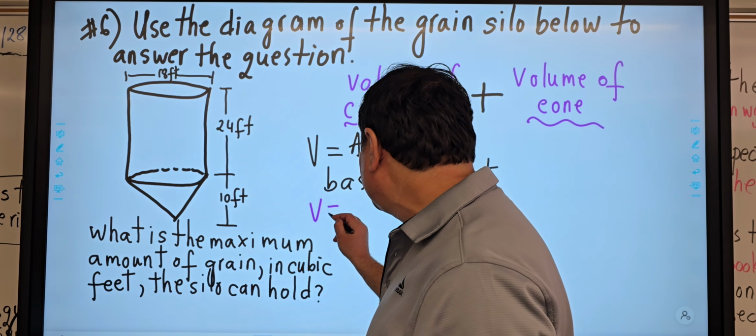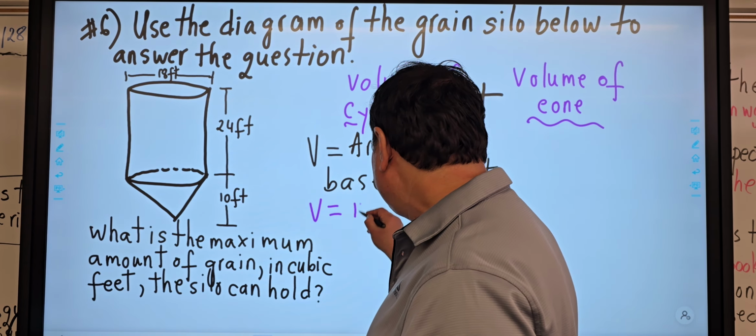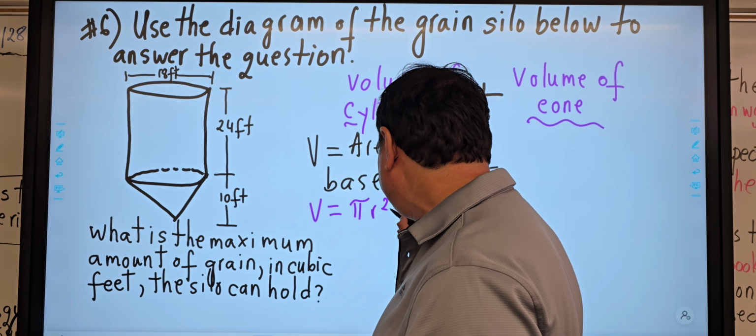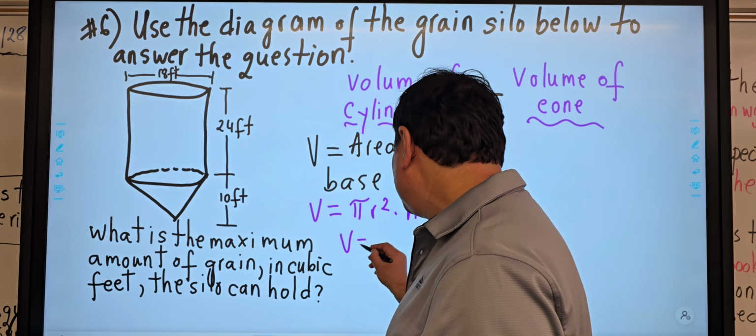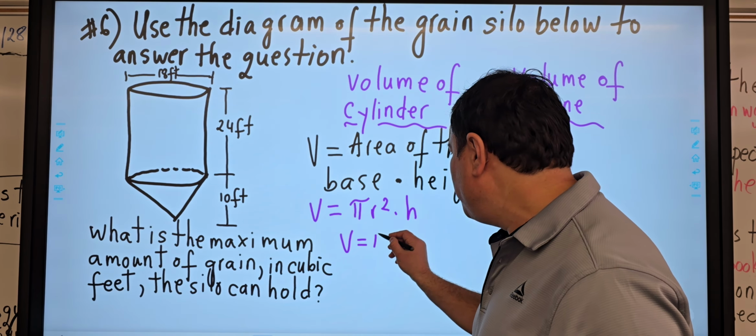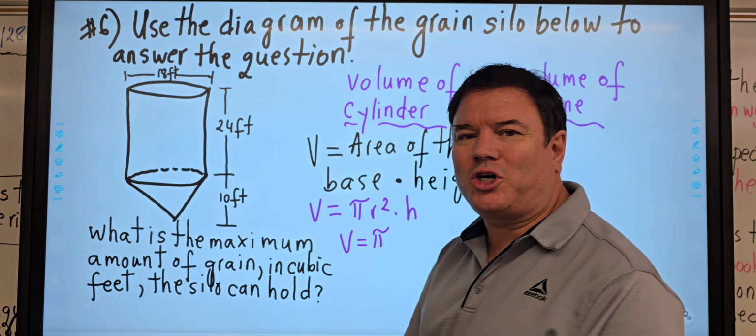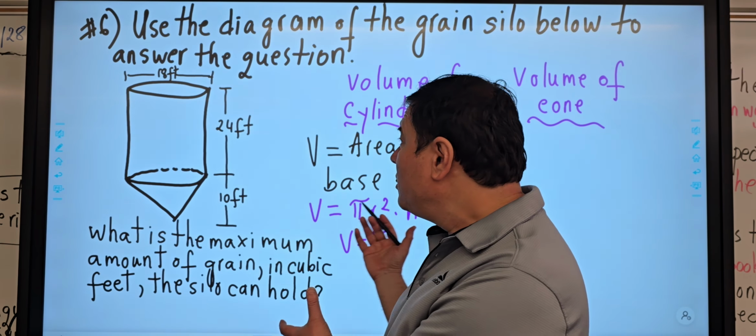So the volume equals the area of the base, pi r squared, times the height. Let's see what we get now. So it's going to be pi. We are going to keep the pi in our answer. And let's find the r.